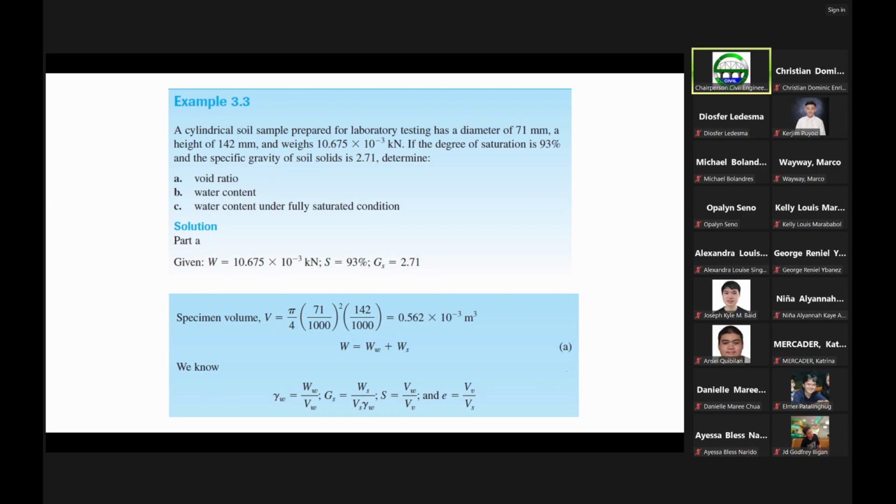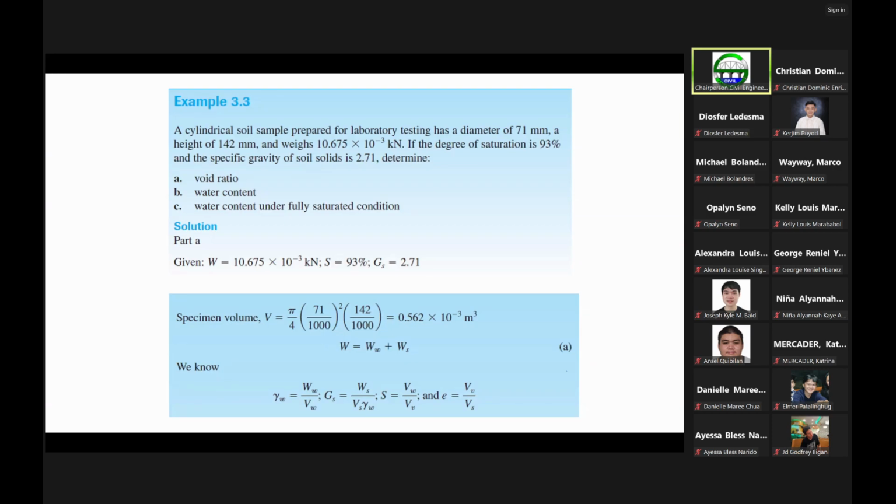So with this given, you are asked to determine the void ratio and the water content. In this case, the water content is the moist water content, considering 93% degree of saturation. But for letter C, you're asked to determine the water content under fully saturated conditions. That means in C you have the saturated water content, whereas in B you have the moist water content, and that means there's still air in that condition.